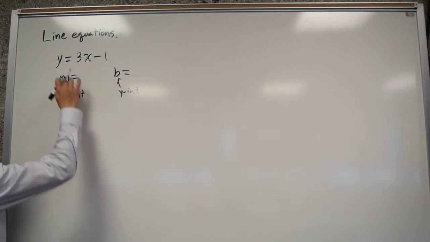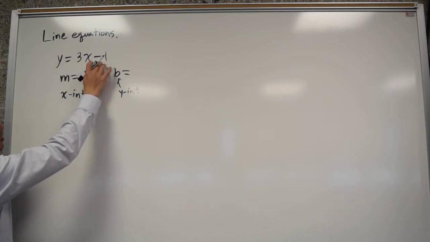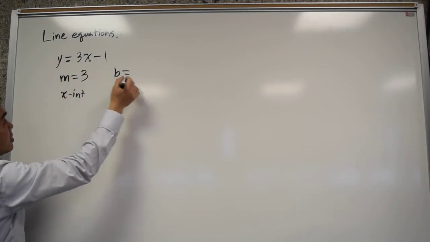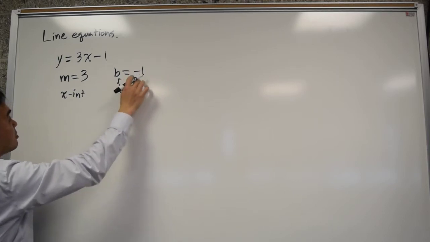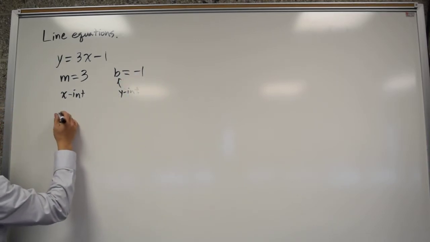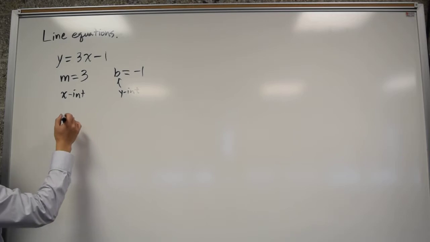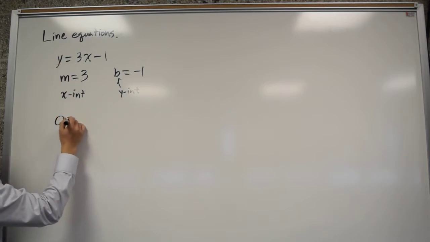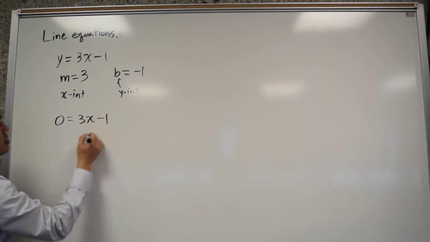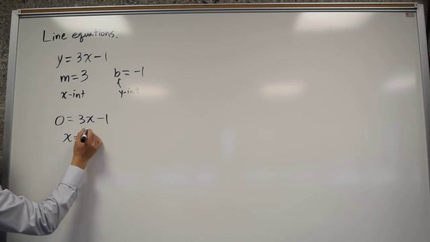This is already in slope-intercept form. So m is 3, b is -1, so the y-intercept is -1. What's the x-intercept? How do you find the x-intercept? Set y as 0, right? 3x minus 1. Solve, you get x equals 1/3.